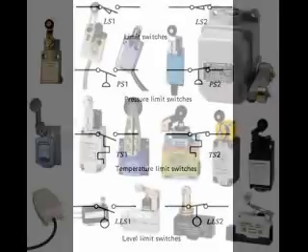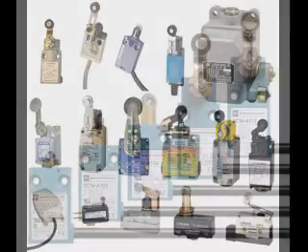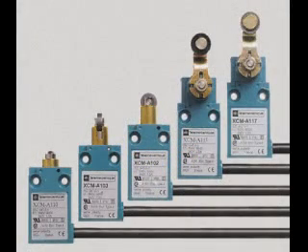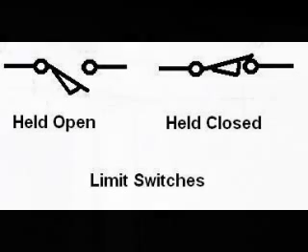Limit switches are motion-operated switches. They are often used to limit the motion of a machine by turning off the actuating power to a component if it moves too far. As with hand switches, limit switches come in several varieties. These are the common symbols for limit switches. The symbol on the left is of a limit switch held open by a spring. It must be actuated to close. The symbol on the right is of a limit switch held closed by a spring. It must be actuated to open.